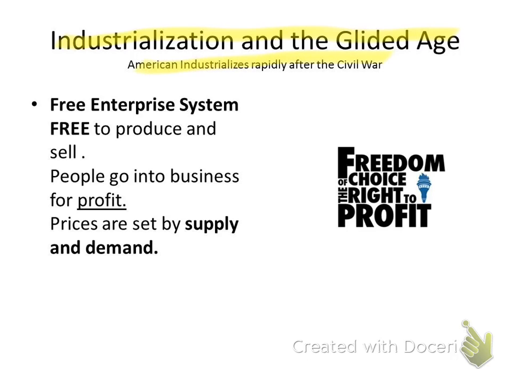America industrializes rapidly after the Civil War. When the Civil War ended in 1865, the United States goes through a period of time which we refer to as the Gilded Age. Now, the Gilded Age is a period of great corruption. Corruption at all levels of society, from government corruption, business corruption, even corruption at the individual level.